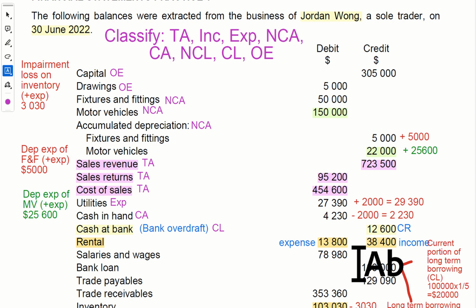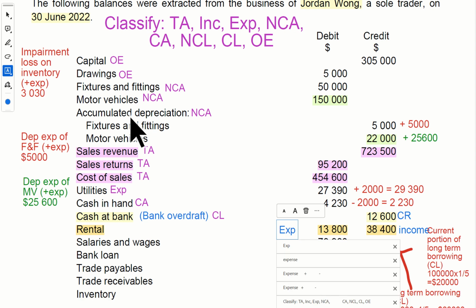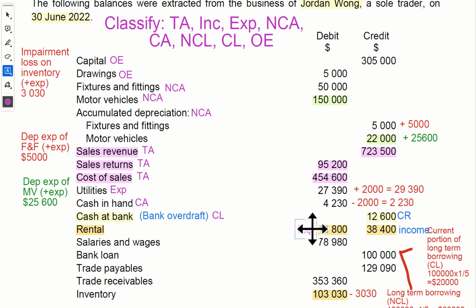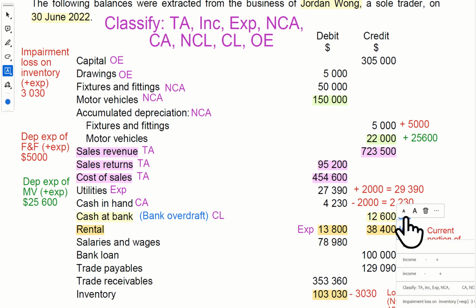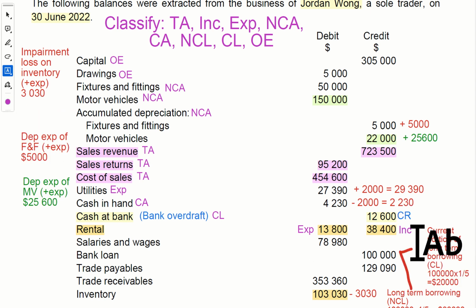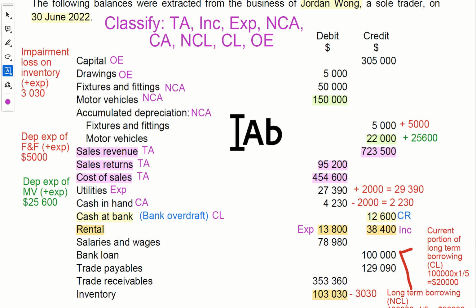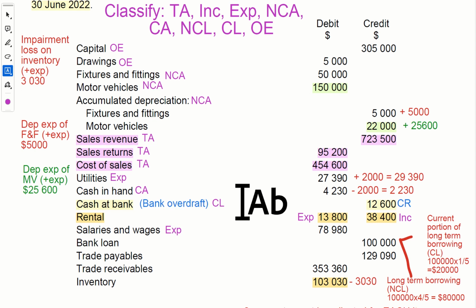For rental, we had a discussion about it just now. The number in the debit column is your expense. And the number in your credit column is an income. Wages and salaries are always expenses.